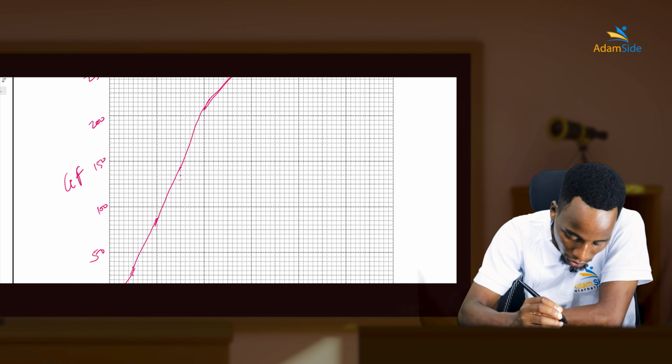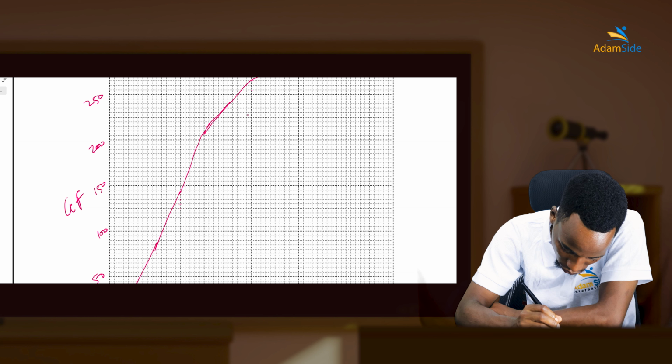So 180, 175 is halfway between 150 and 200, so 180 is next to it. So it's here. We draw the line straight across until here.